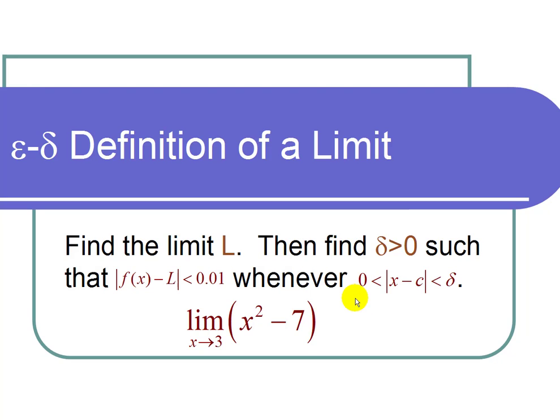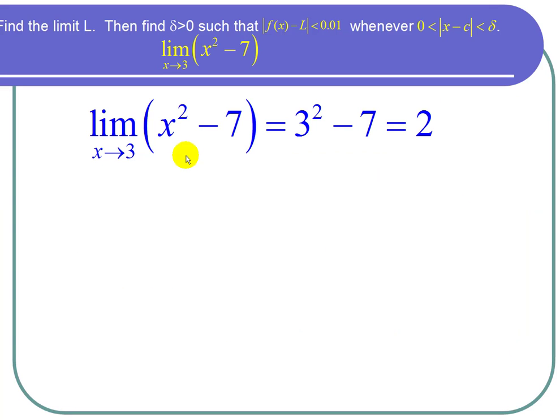And the limit we have is the limit as x approaches 3 of x squared minus 7. For this one, notice that the x approaches 3, the 3 here is the c. So now let's start this out. And the first thing I do is find L. So if x approaches 3, just plug 3 into x squared minus 7 to get 3 squared minus 7, which is just 2. So that's my L.